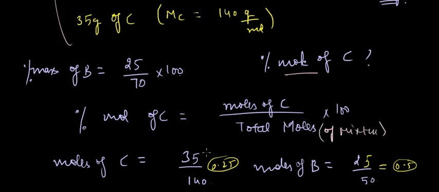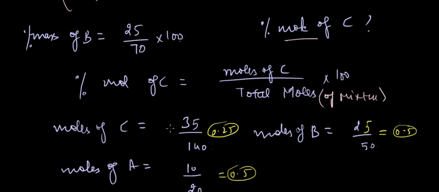So moles of C, let's calculate. Moles of C would be given mass of C in the mixture, which is 35 gram, over molar mass of C, which is 140. So it would be 0.25. Similarly moles of B would be given mass of B in the mixture, which is 25 gram, and molar mass of B, which is 50. So moles of B in the mixture is 0.5.